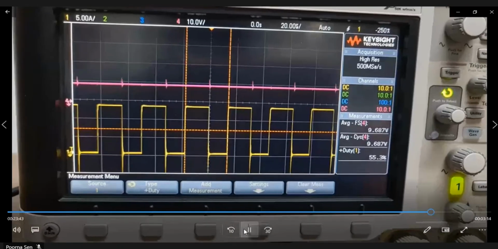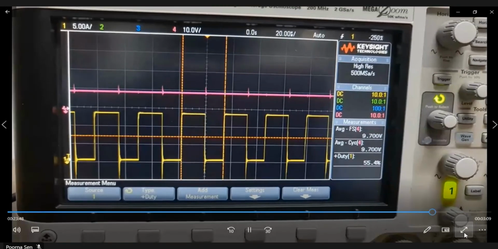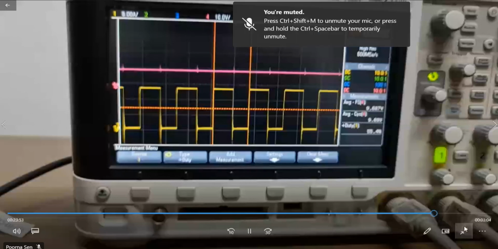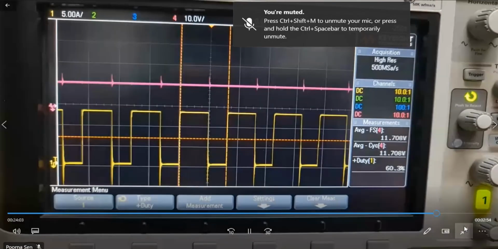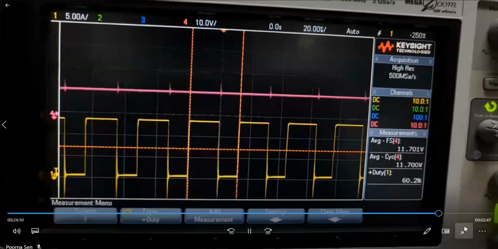Duty ratio is now 55.4%. Output voltage is 9.69 volts and load current 510 milliamperes. The duty ratio is now changed to 60.2%. Output voltage is 11.692 volts and load current is 600 milliamperes. Now we'll take similar readings for light load. That is, the load resistance is set at 70 ohms.